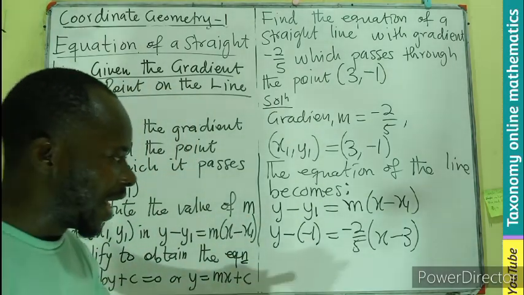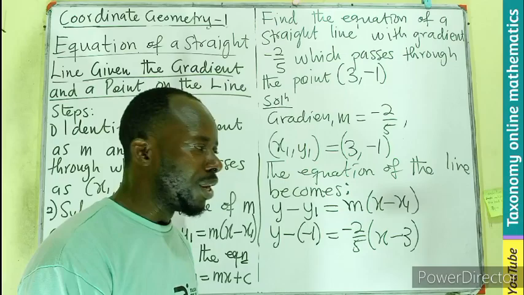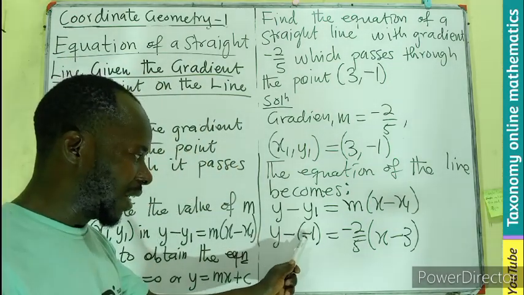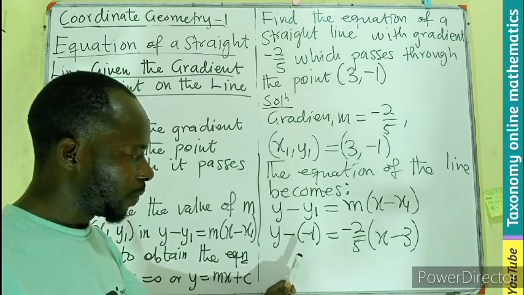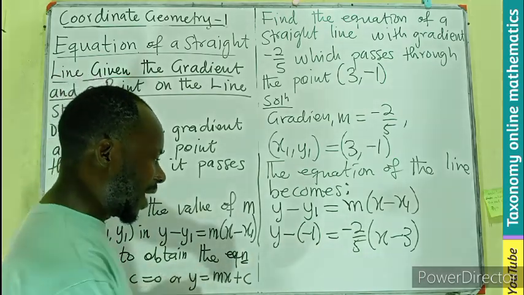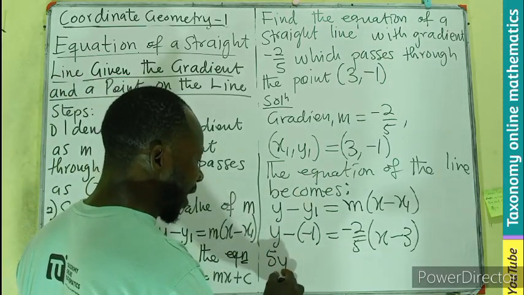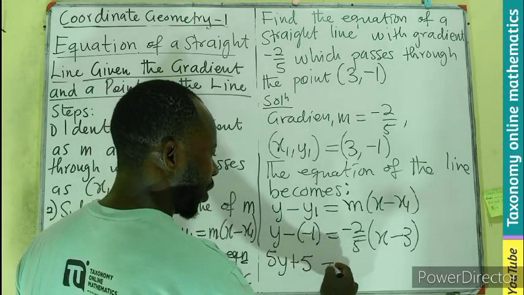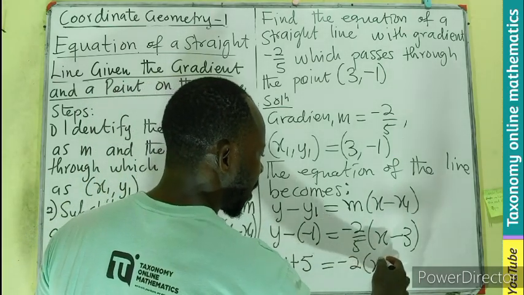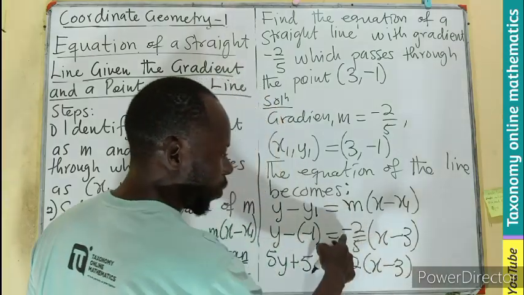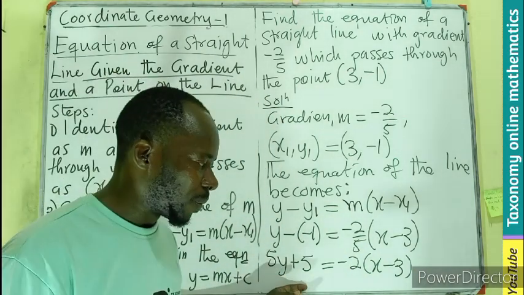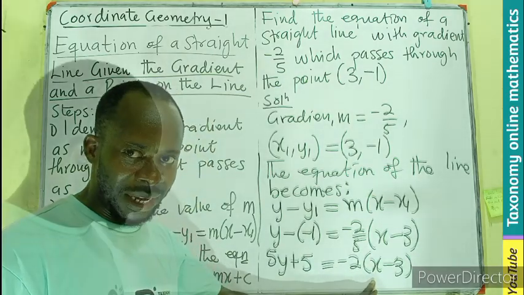The next step is to simplify. There's a fraction, so we introduce a multiplier of 5 to cancel the denominator. Before then, don't forget this will give you positive. So 5 will multiply here to give us 5y, 5 times 1 will give us 5, equals minus 2 times x minus 3. 5 multiplying here will cancel the denominator. The next thing is to simplify the bracket.